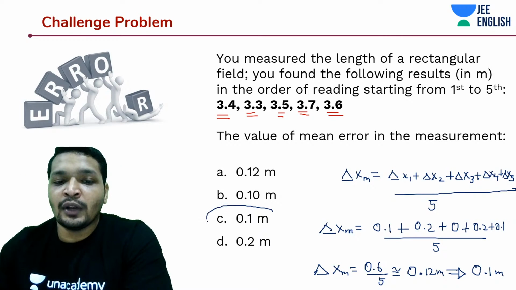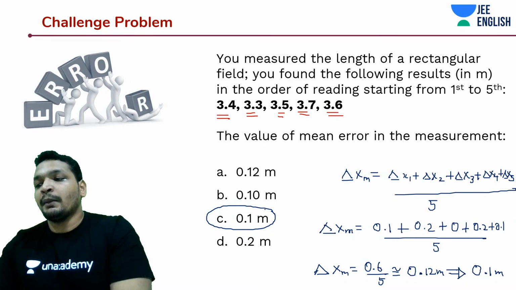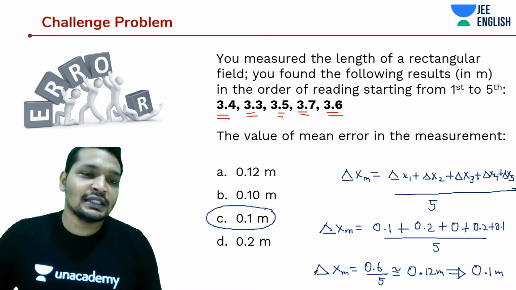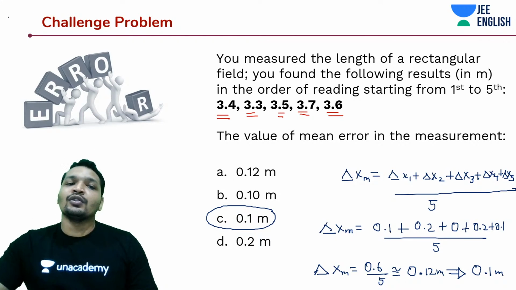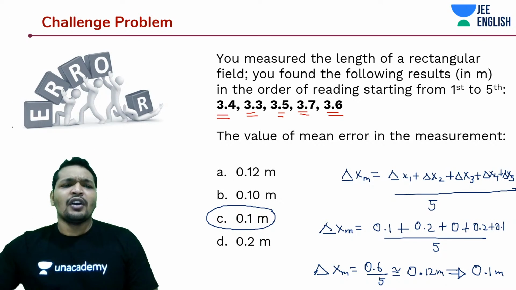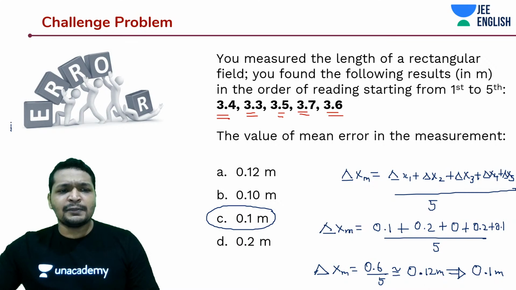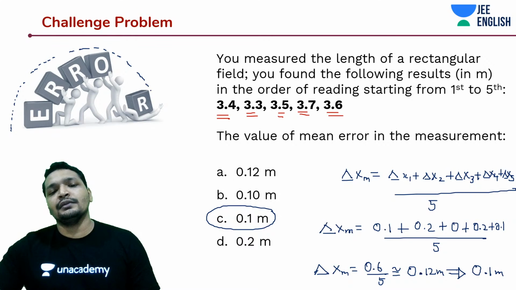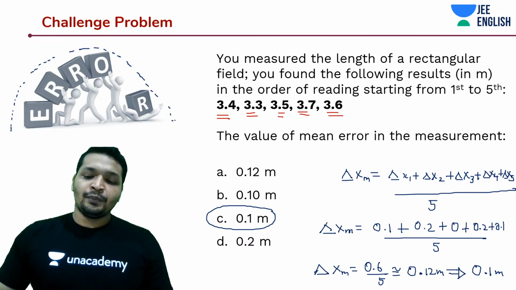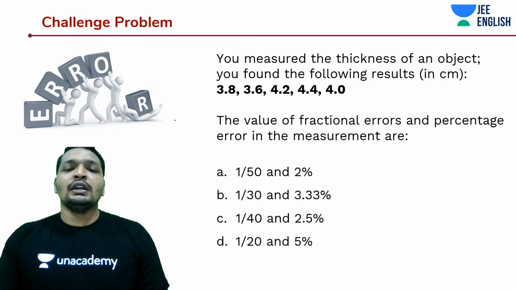So your answer should have been C. Make sure you're getting all these answers correctly, because it's a very easy chapter. Be it error analysis, be it significant figures, be it especially decimal places, because it's a very easy one. At the same time, you can calculate things very easily. Okay, so let's move on to the next question.